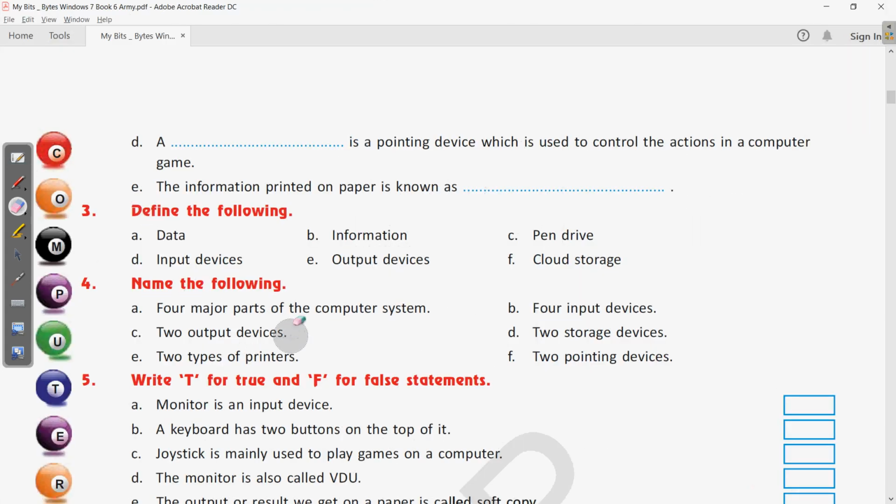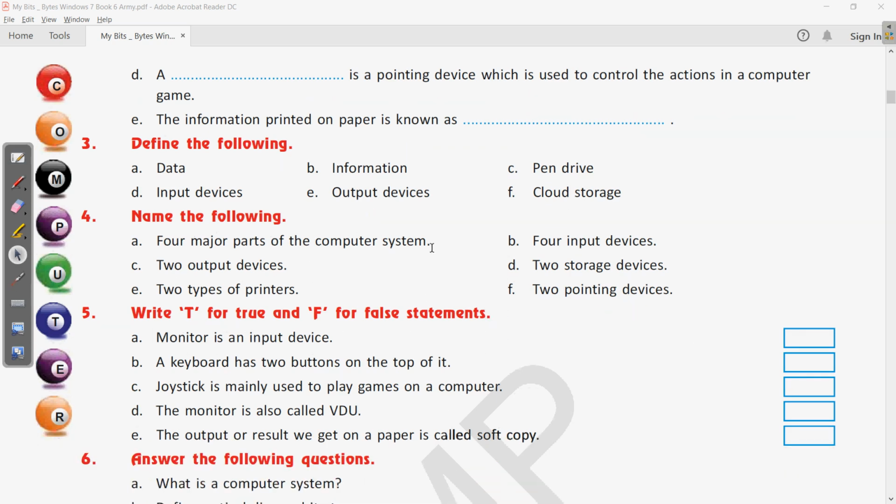Now next, you have to name the following. This is very easy, you can do this on your own. Okay, so for now we are concluding here. In the next class, as homework, you can do 2 questions: name the following, the different 2 input devices, 2 storage devices. Till the 5th question, true and false also you can write. That is quite easy.